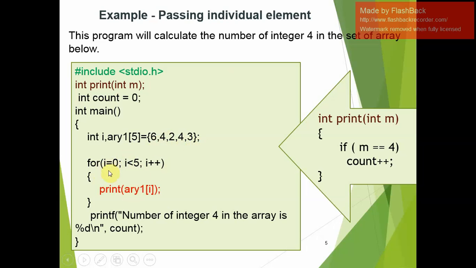So we do a loop, right? We want to read from one element to the next, and we pass each element to a function print. What the function print will do is check whether the element is equivalent to 4 or not. If equivalent to 4, it will increase the value of our global variable, that is count, from 0 to 1.